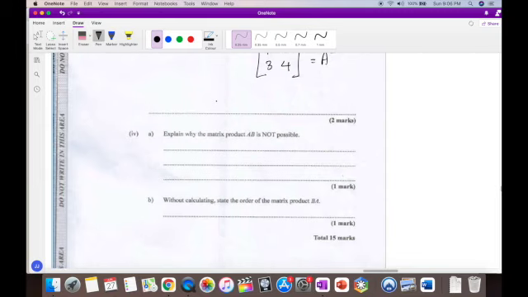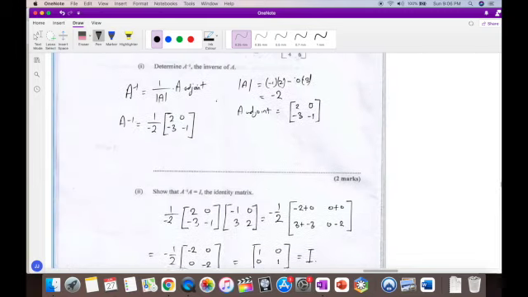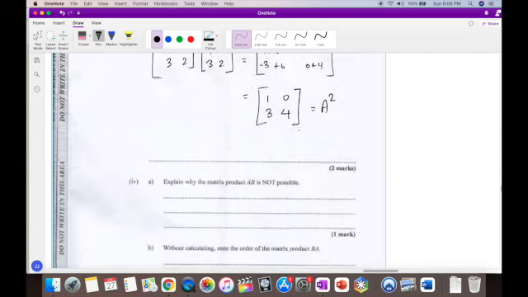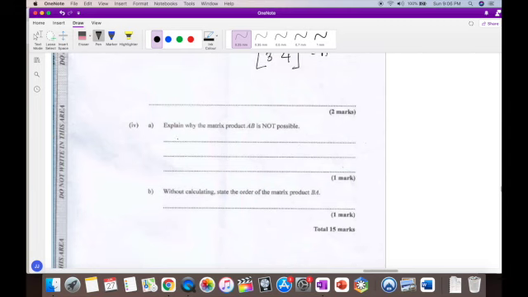And explain why the matrix AB is not possible. So you can see here that A is a 2 by 2 and B is a 3 by 2, 3 rows and 2 columns. So we could state that A is a 2 by 2, B is a 3 by 2, therefore they cannot be multiplied.